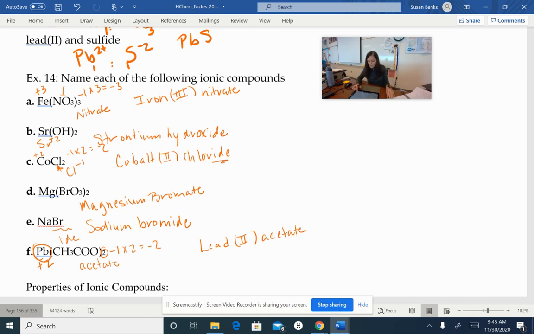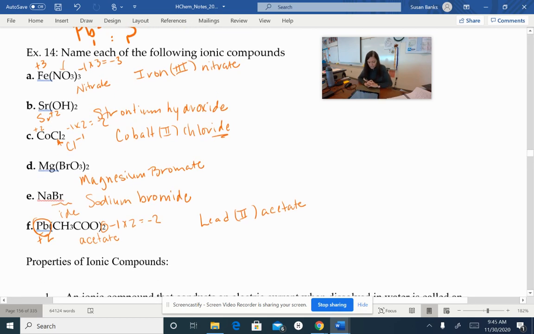All right. So you will have a bunch of naming for your homework, and good luck. If you have any questions, please give me an email or call me or whatever, or talk to me in class. And we will talk about properties of ionic compounds, and we will learn how to name covalent compounds and acids next time.